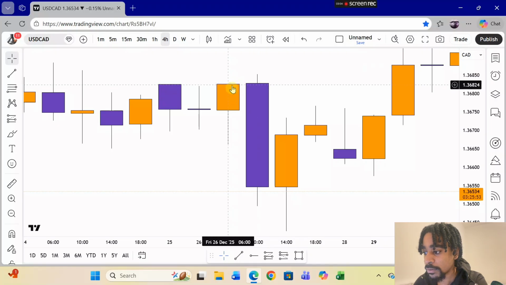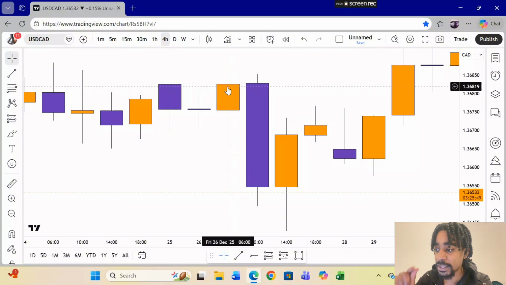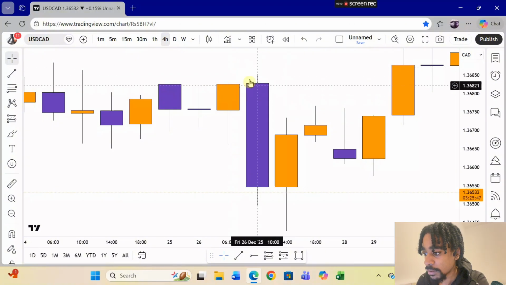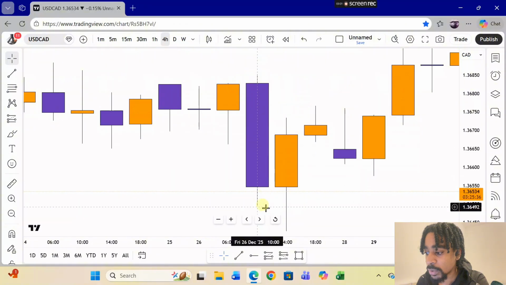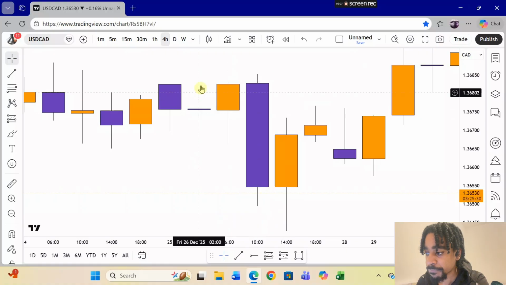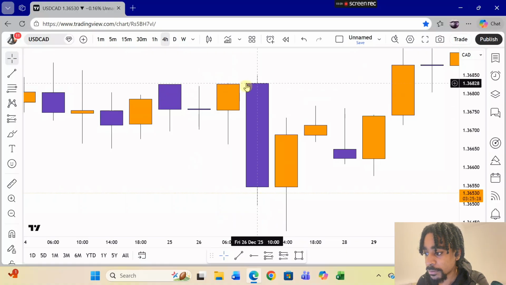Now when it opened, it moved up. That's why you guys can see that little wick at the top just here. We moved up, but price couldn't continue being bullish. So then it moved all the way down to this point, which is where the wick is right there, and then closed here. So we have an open, the body, and the close.